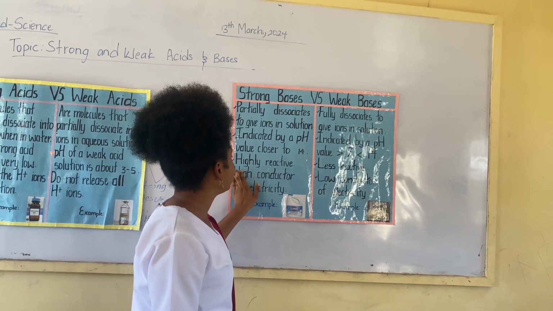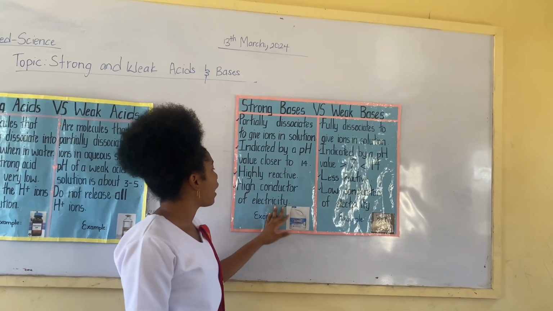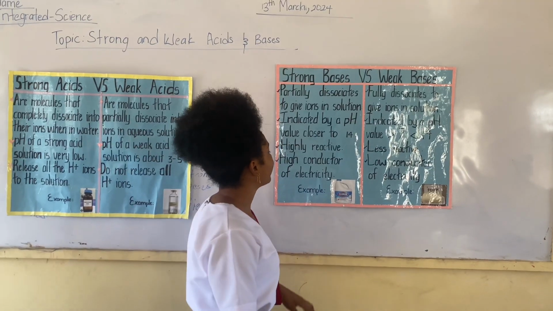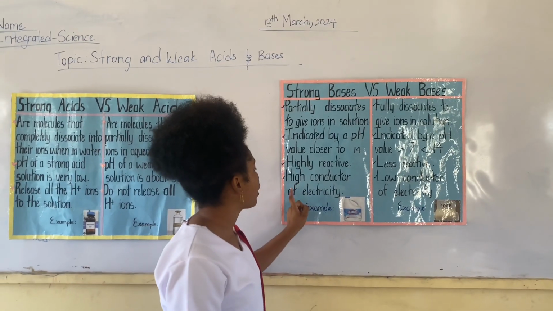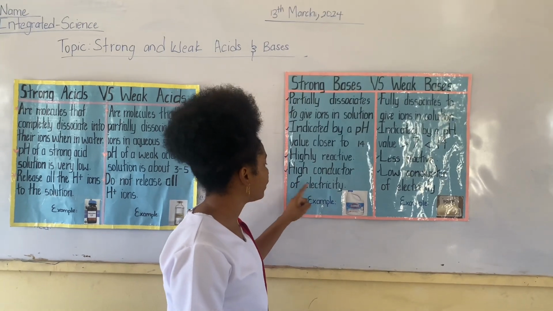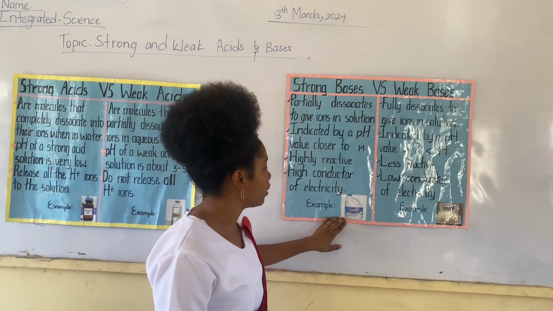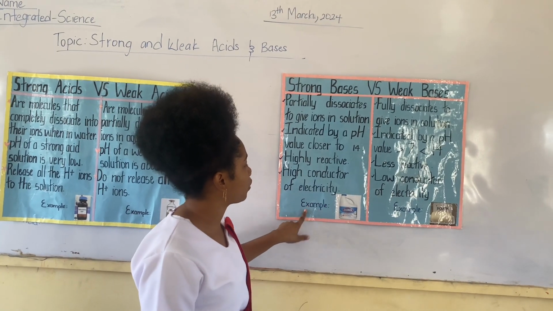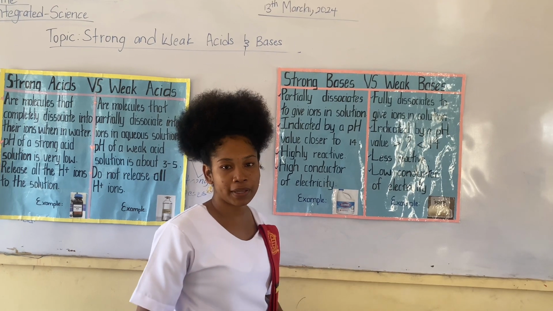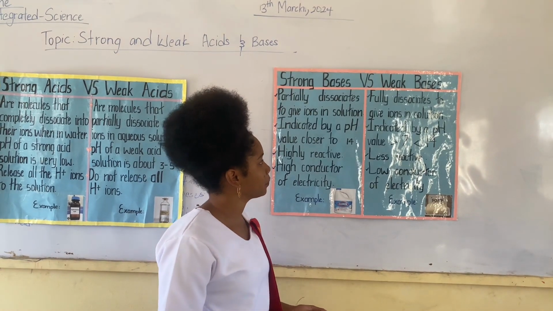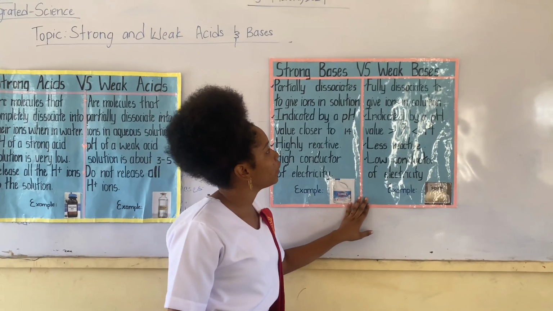The third point, it is highly reactive. So strong bases are highly reactive. And the last point here is that strong bases are high conductors of electricity. We have a picture here showing bleach. It's an example of a strong base. And remember, we identified bleach earlier on the pH scale as a strong base. Okay, so now we will look at weak bases.